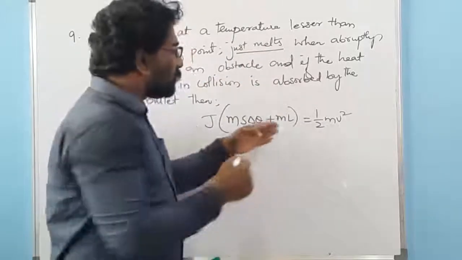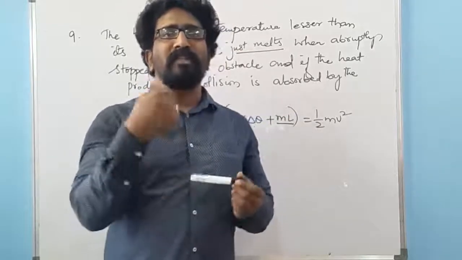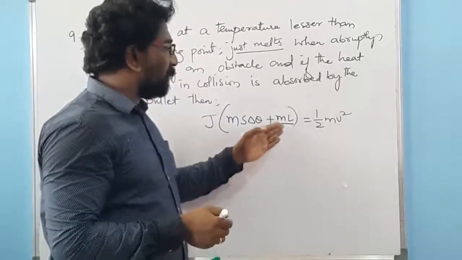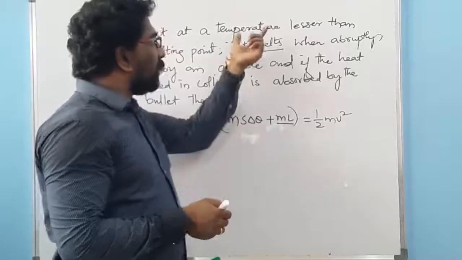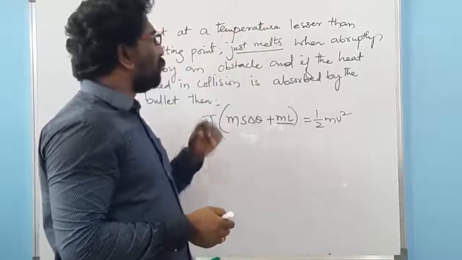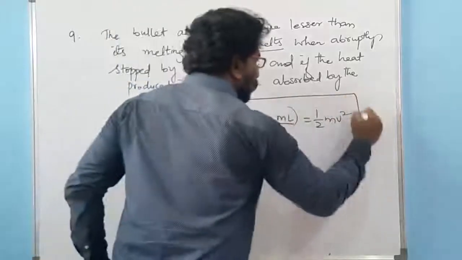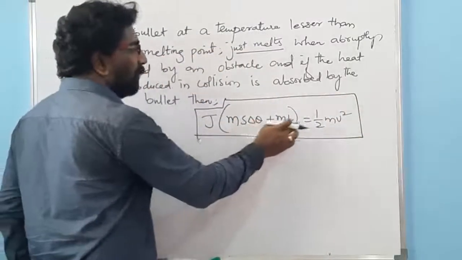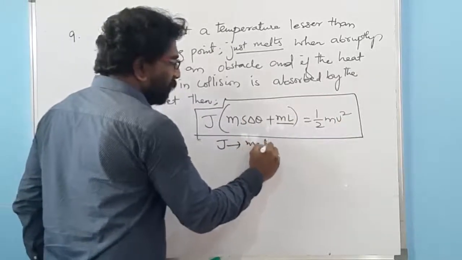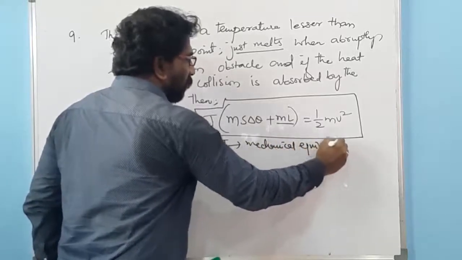So this ml is nothing but latent heat. Latent heat is the amount of heat energy required by a substance to change its form. That is the heat energy absorbed by the bullet in order to reach the melting point. So now your formula is J into ms delta theta plus ml is equal to half mv square. What is J? J is the mechanical equivalent of work.